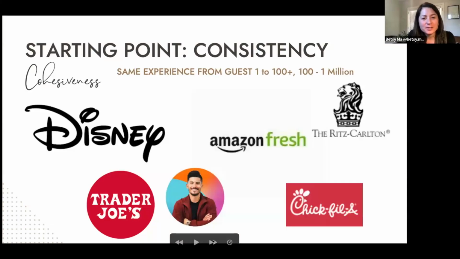The starting point is consistency. You want to have, like I said, the same experience from guest 1 to 100, from 100 to 1 million. You think of the companies that are doing this the best. You think of Disney. What do you experience from pulling into the parking lot? What do you experience and what is the buzz from Downtown Disney to riding on the rides, to different flavors and scents in the park, or the way that even the staff interact with guests.